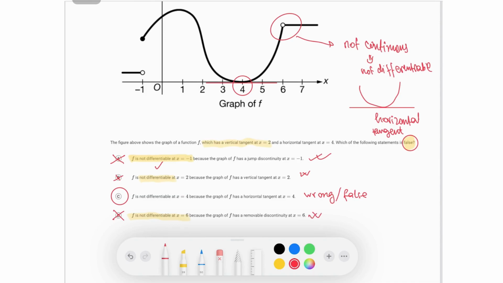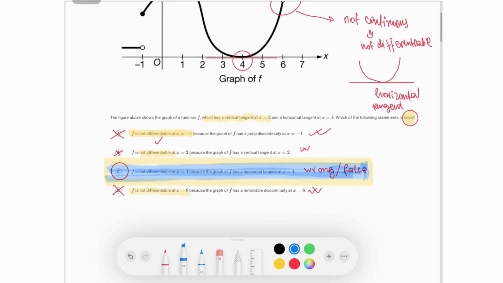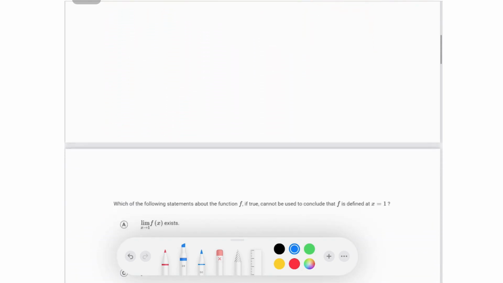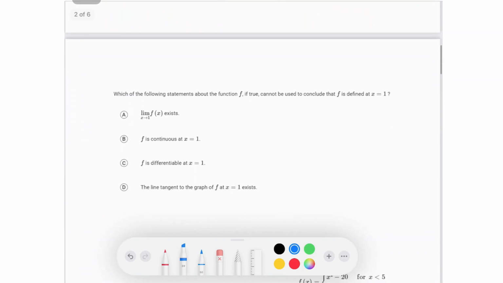So the only answer is C. That is the only false statement. All other statements are correct, so they are true statements. So that is question 1. Okay, next question.